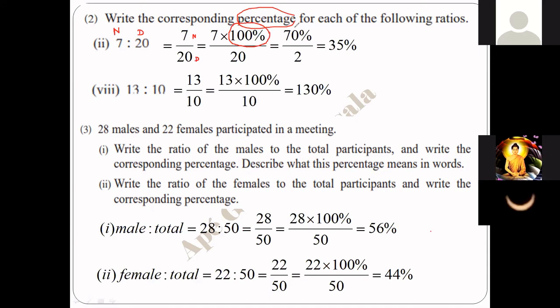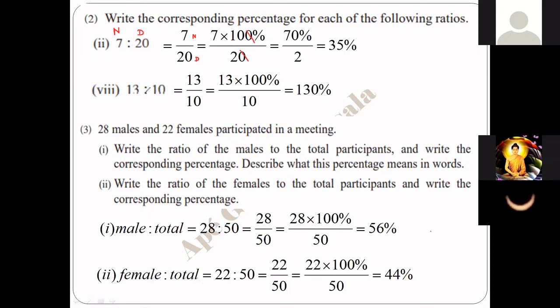7 into 100, 700. But here you can simplify this 0 with this 0. So 7 into 10, 70. 70 divided by 2, 35%.